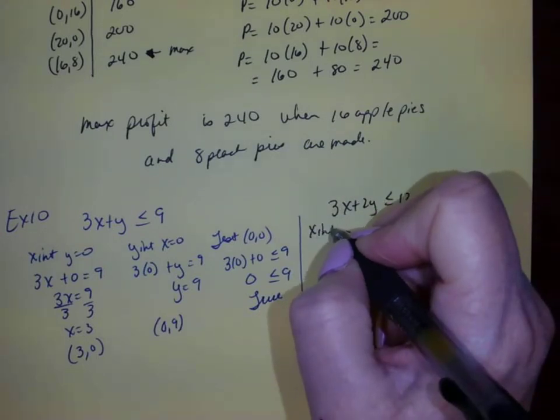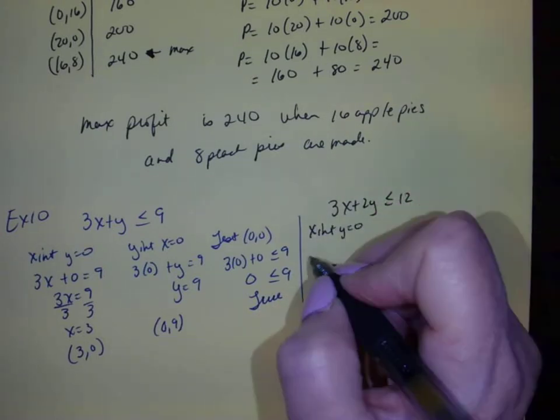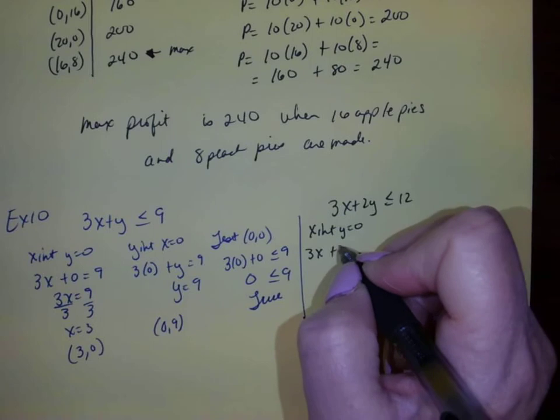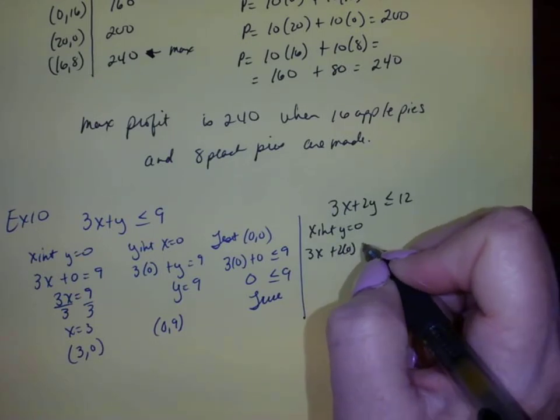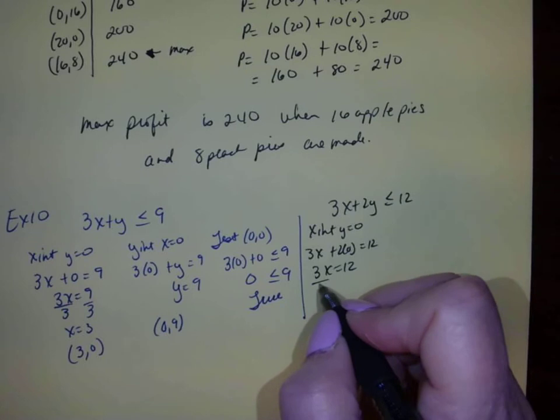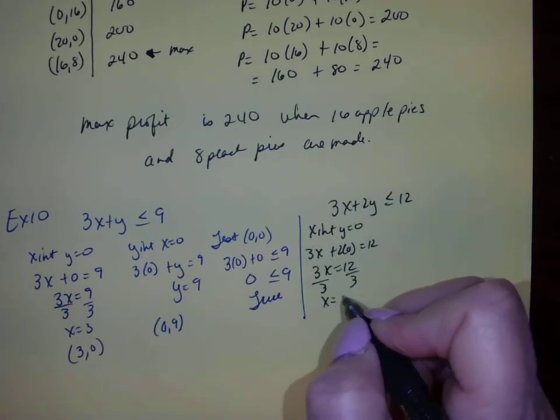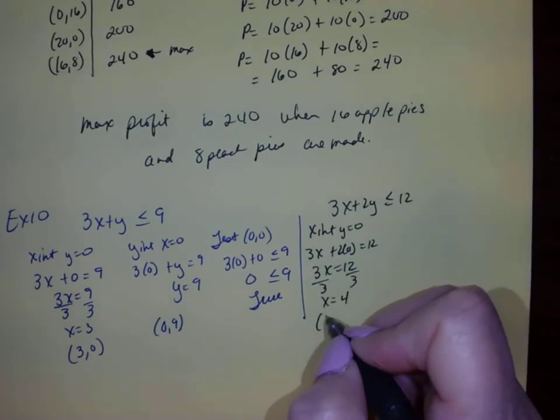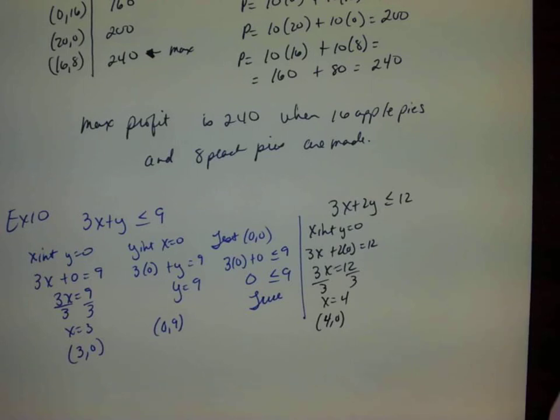Find our x-intercept, y equals 0. So 3x plus 2 times 0 equal to 12. 3x equals 12. Divide by 3. X will be equal to 4. So we have the point of (4, 0).